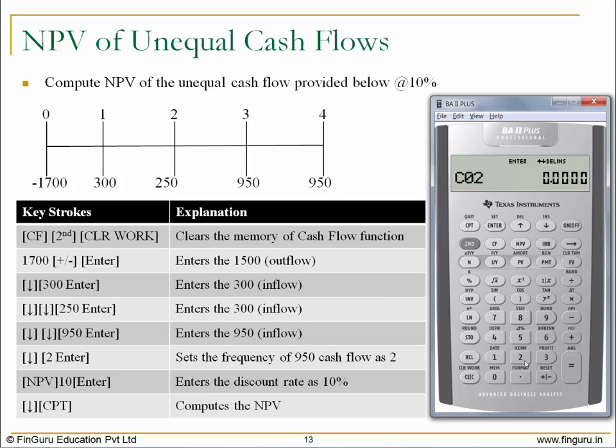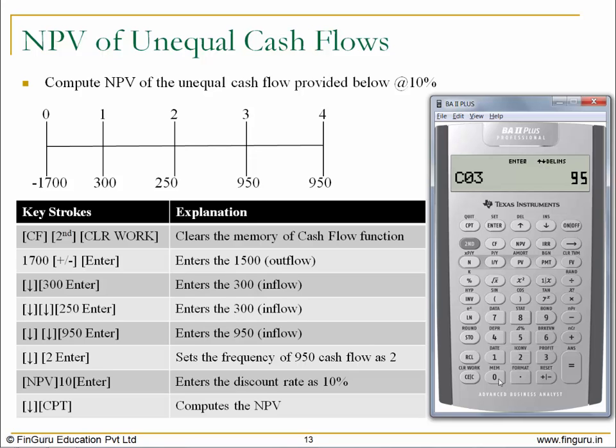C02 here is 250, so we'll press 250 and enter. Press the down arrow key once again. We get F02, which is the frequency of the second cash flow, by default already 1. Press the down arrow key once again to come to C03, which is 950.